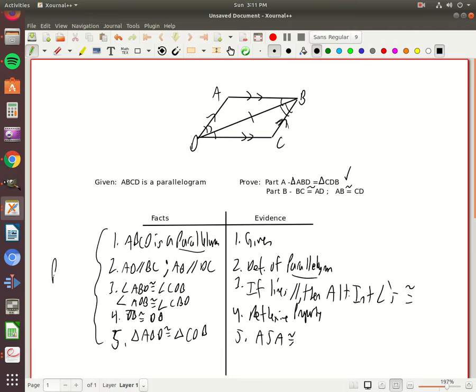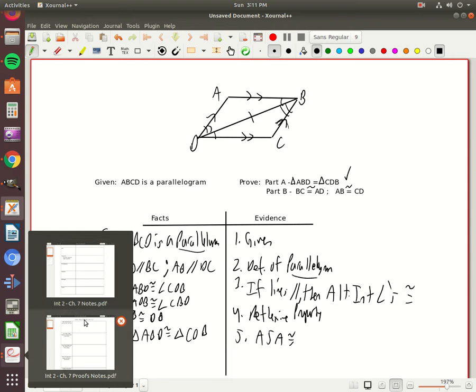All of this is part A, right? I have proven triangle congruence because of angle, side, angle. Now, part B is asking me to prove that BC is congruent to AD and AB is congruent to CD.